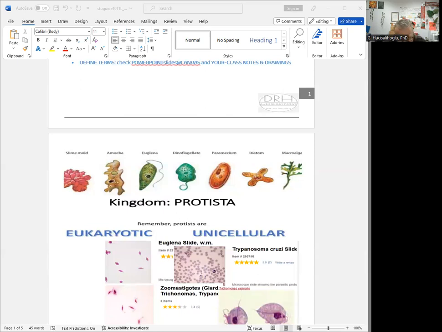Excavata is supergroup 1, and it has subgroups under it: Diplomonads and Euglenozoans, for example. Then we see one called Trypanosoma. Pay attention to Euglena, which you can see here in this picture with a single large flagellum. It's under the supergroup Excavata.